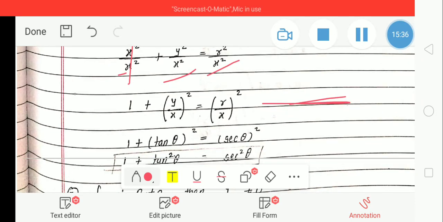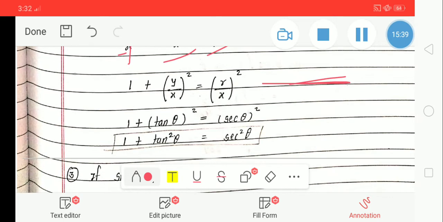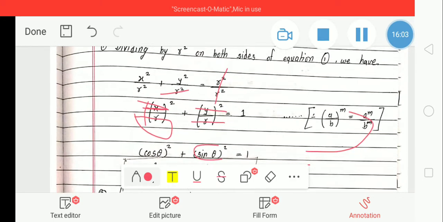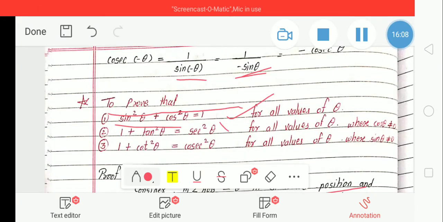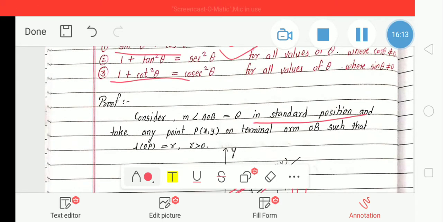Y divided by x whole square plus 1 is equal to r divided by x whole square. Now y is the opposite side and x is the adjacent side, so tan theta, and here r is the hypotenuse and x is the adjacent side, so sec theta. Now 1 plus tan square theta is equal to sec square theta. So hence proved equation 2, question number 2. Now we want to prove 1 plus cot square theta is equal to cosec square theta.